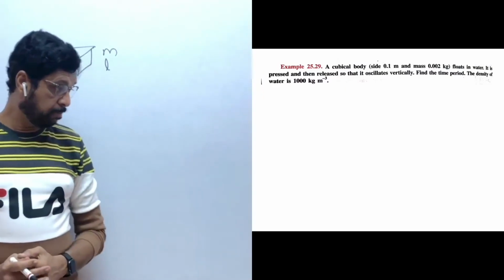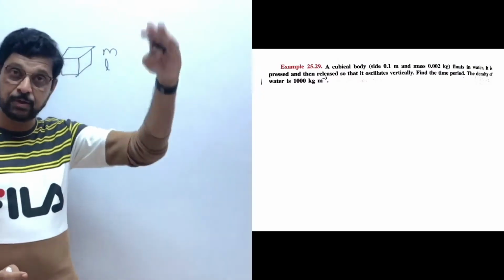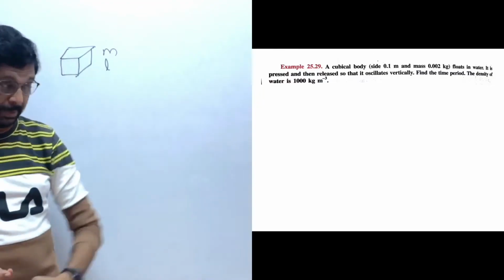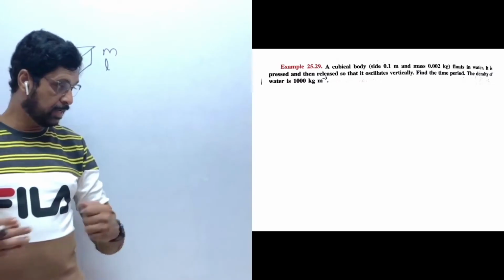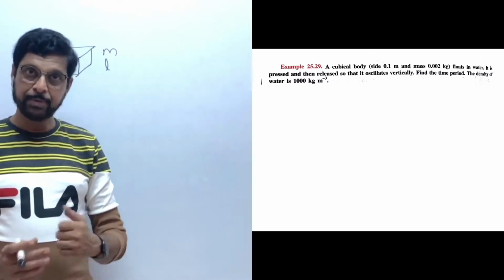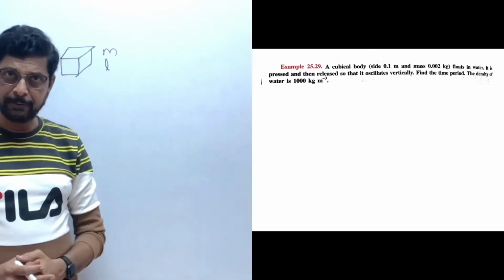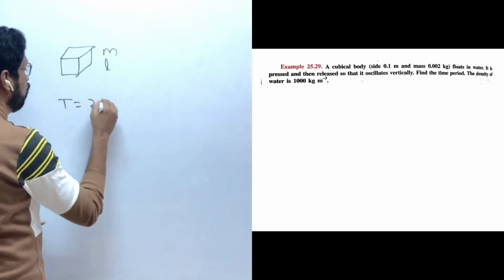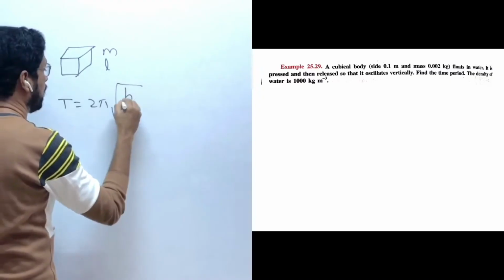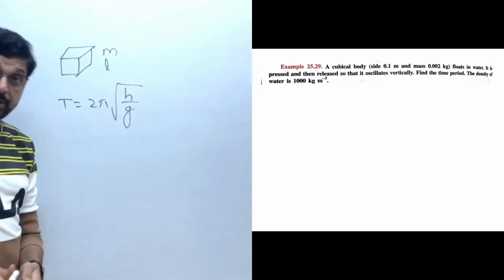It is pressed and then released, so that it oscillates vertically. Find the time period. What we just saw with the cylinder is the same here. The time period will be 2 pi under root h by g.